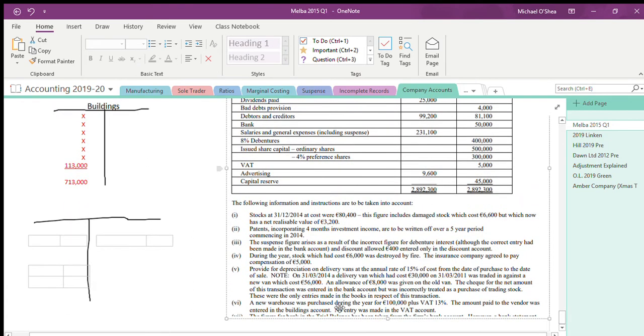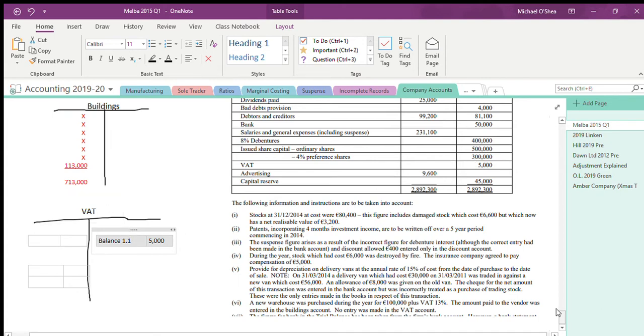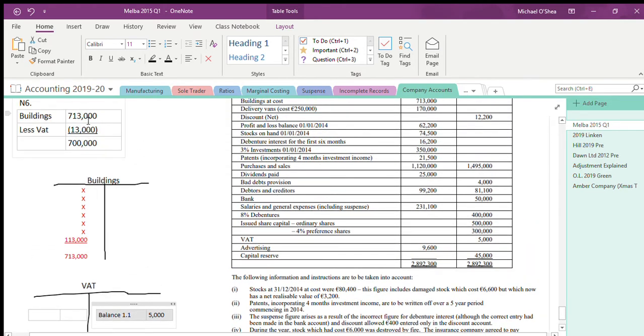The VAT account is separate. The next thing we have to do, I'll try to go through in a little bit of detail, is to show the marking scheme. The amount that we're given in the question is a balance of VAT on the credit side. It's a liability. We owe 5,000. Just to think about it in terms of what we've done with our buildings account, our balance was 713,000, and we took 13,000 away from that balance to get 700,000 for buildings.